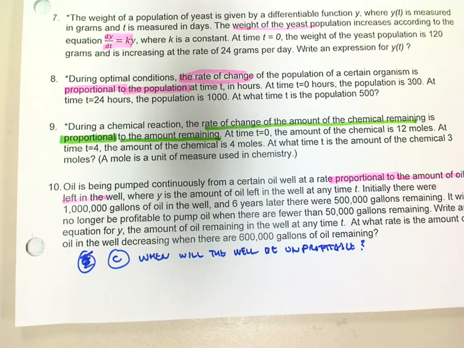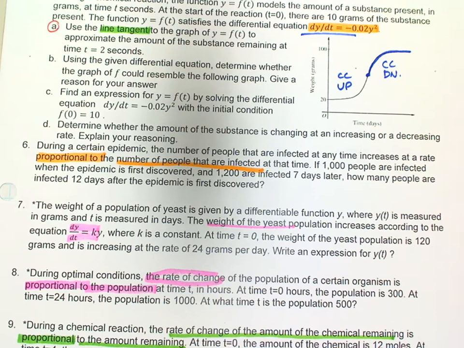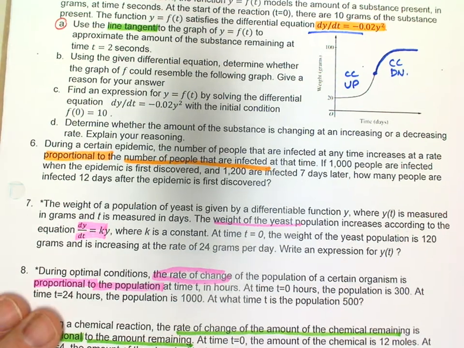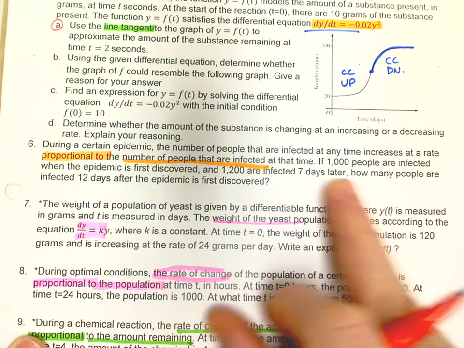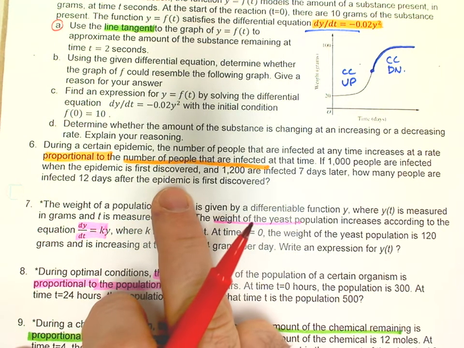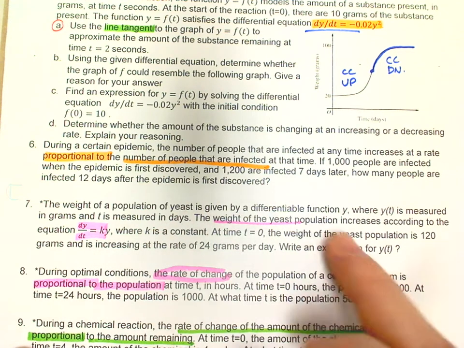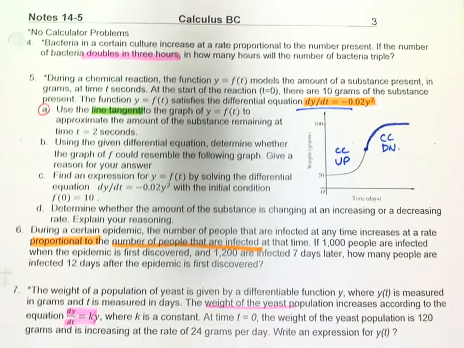Number 6. During a certain epidemic, the number of people that are infected at a particular time is proportional to the number of people that are infected at that time. We have 1,000 people that are infected at the very beginning, 1,200 7 days later. How many are infected 12 days after the epidemic is first discovered?